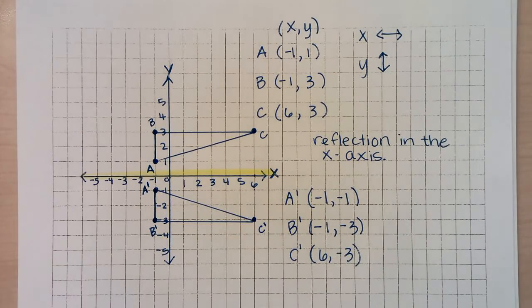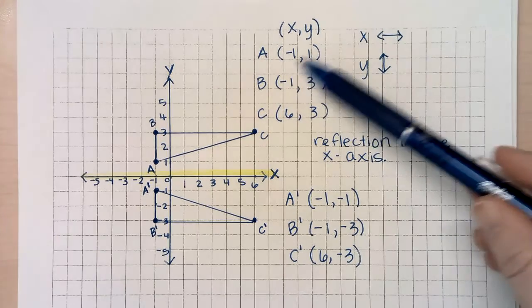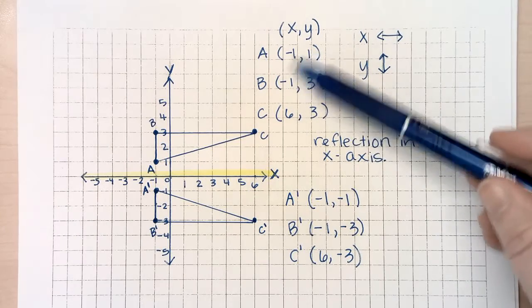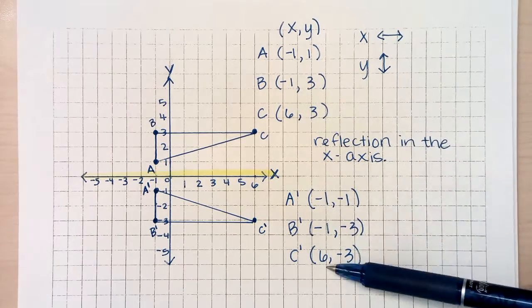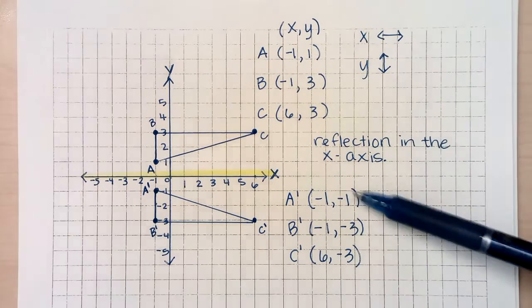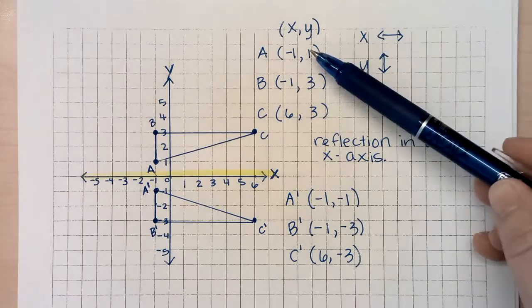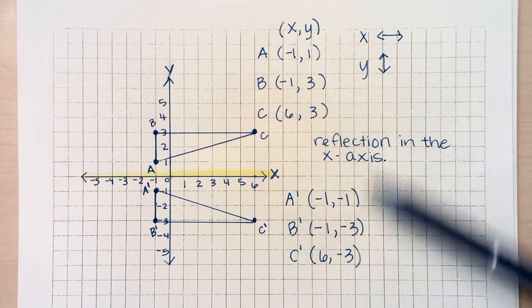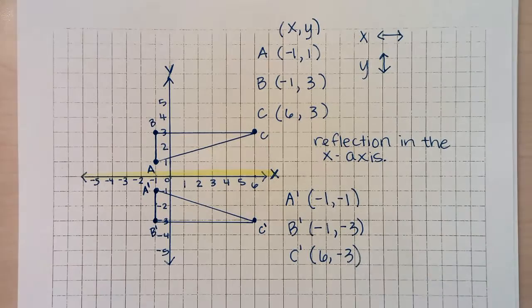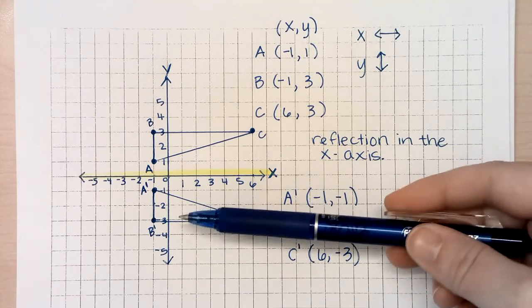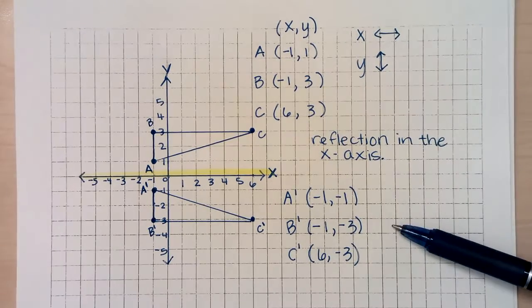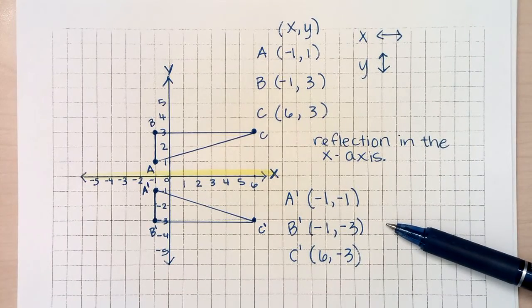Let's notice the differences. We have (-1, 1), (-1, 3), (6, 3). The -1 and 6 did not change, but our y values changed. They flipped to the opposite sign. So we have 1, 3, 3 for our y's here, and -1, -3, -3. So these y values flipped because it flipped over this x-axis and it went down on our y values. So our y values are opposites.